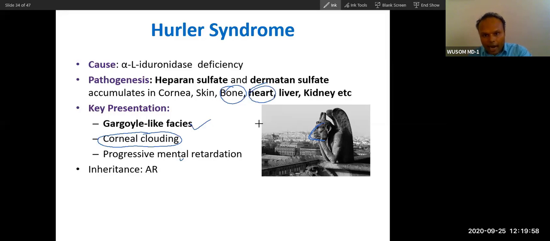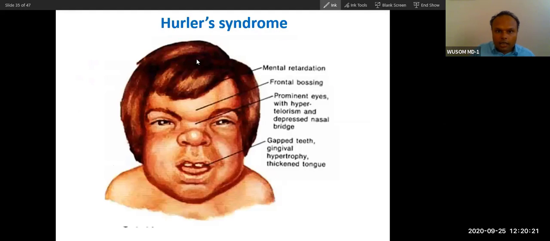There can be heart problem, liver problem, kidney problem associated with this. So multi-organ failure you can see in such patients. In addition, these are the key presentations you will see in the question, and along with these key features, there will be organ failures. Okay, and this is Hurler syndrome.